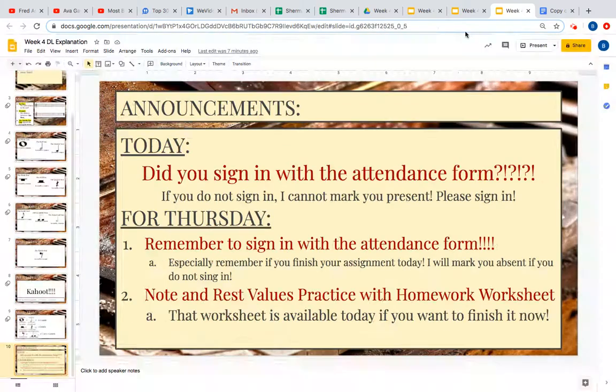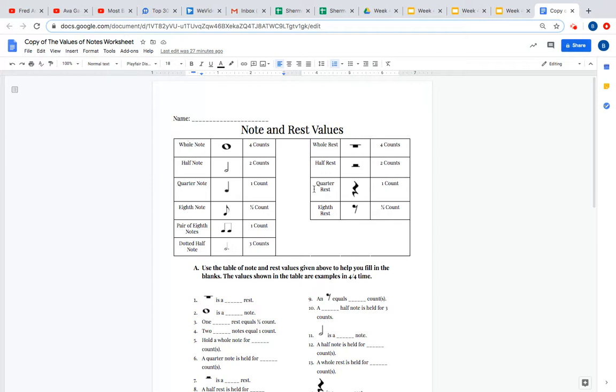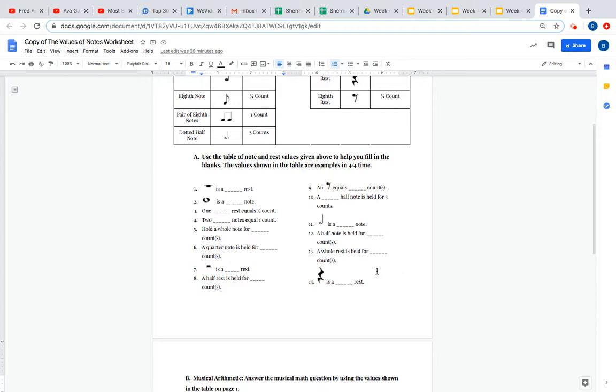I do want to show you what your worksheet will kind of look like. So this is Notes and Rest Values. Notice I give you a little answer key up here, with all of the different kinds of notes and rests and what each one is worth. There are 2 parts to this. Part A, you have to fill in the blank. So for example, this is a blank rest. You have to fill in that blank. Just click and then type right in there.